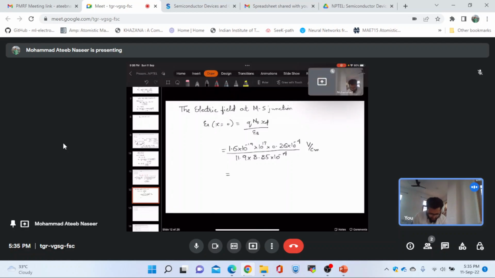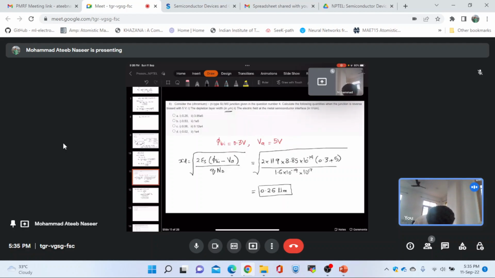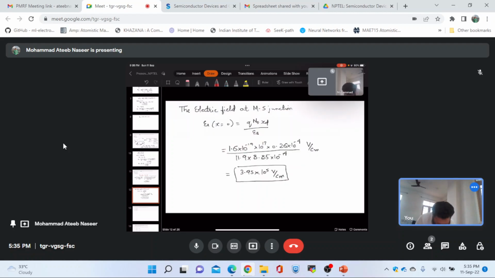So it will come out to be equal to 3.95 into 10 raised power 5 volt per centimeter. Now let's check the options for this problem. So it is the option A, 0.26 micrometer and 3.95 volt per centimeter.